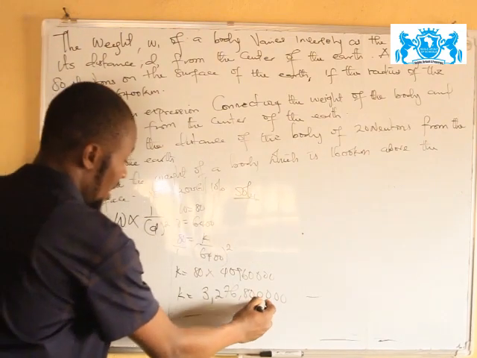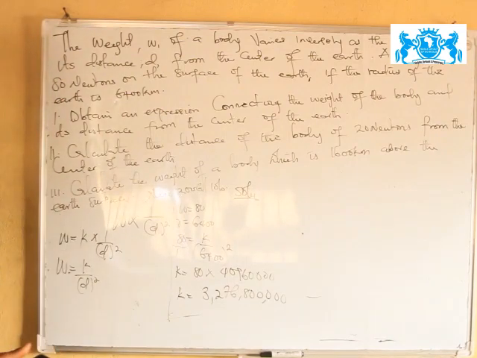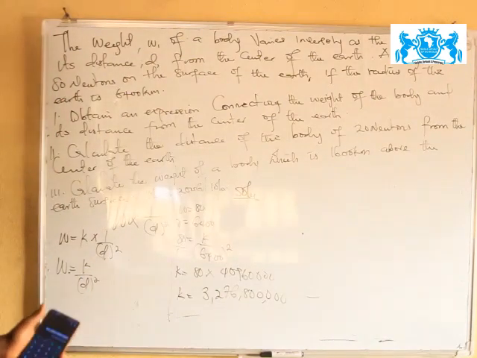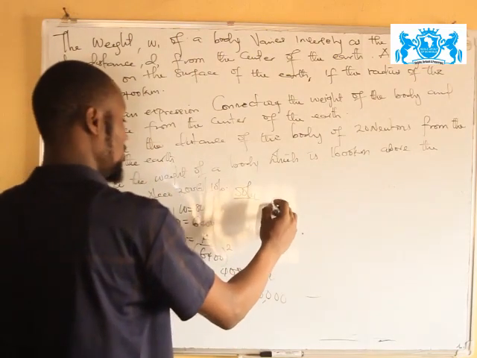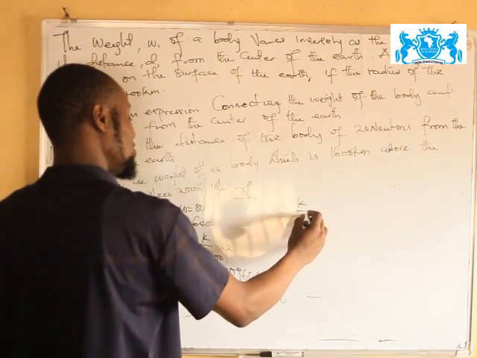Now the first question says obtain an expression connecting the weight of the body and its distance from the center. So obtaining an expression, we're having W equals k over d raised to power 2.